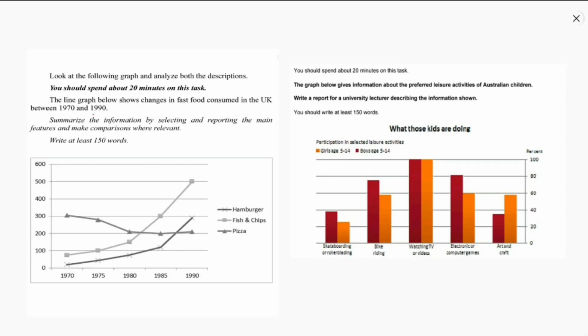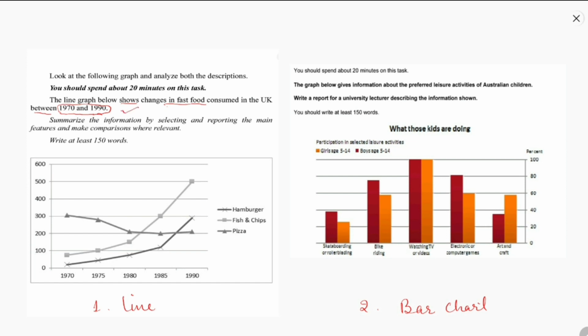Now here are two graphs visible on your screen. The first one is a line graph and the second one is a bar chart. To identify the type of a graph, you will check if there is a time period mentioned in the title of the graph. Let's say we read the title of this line graph: the line graph below shows changes in fast food consumed in the UK between 1970 and 1990. So this 1970 and 1990 is a time period. It shows that the type of graph is a trend graph.